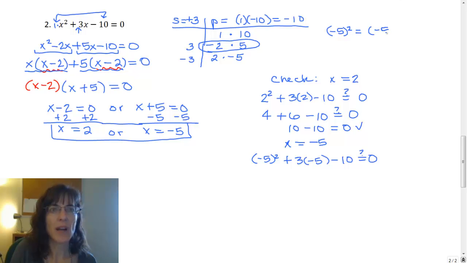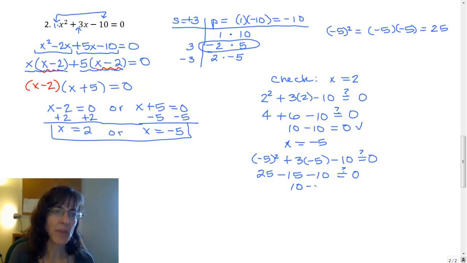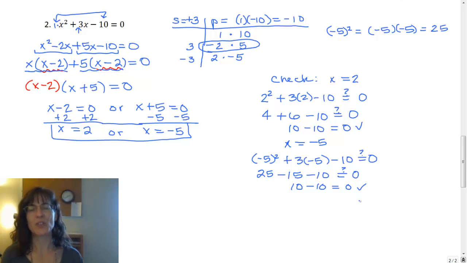means negative 5 times negative 5, and negative times negative, that'll give me a positive 25. So for a negative 5 quantity squared, I get a 25, and then positive 3 times negative 5 will give me negative 15, and then minus 10 that was already there. I want to know, does that equal 0? And 25 minus 15 is 10, minus 10, definitely 0. So the second answer checks out as well.